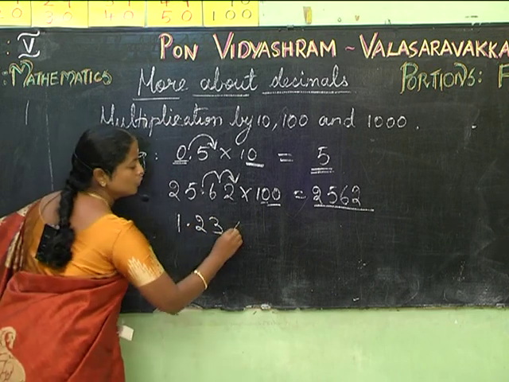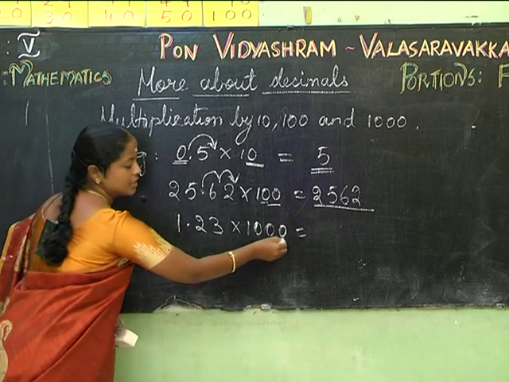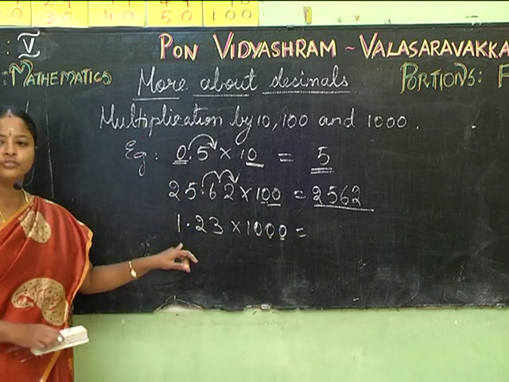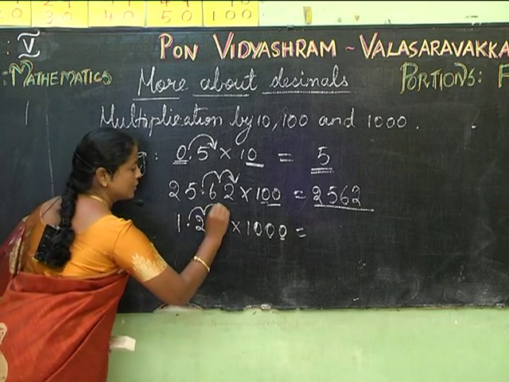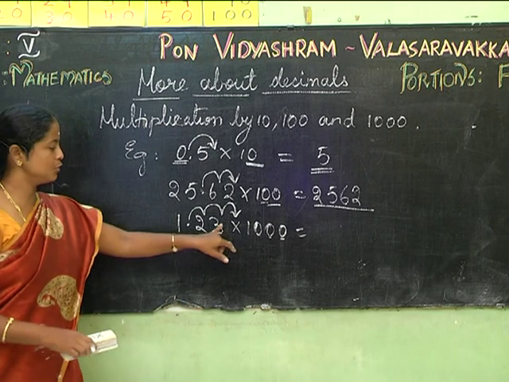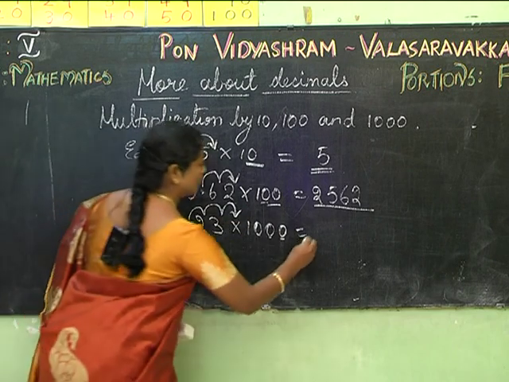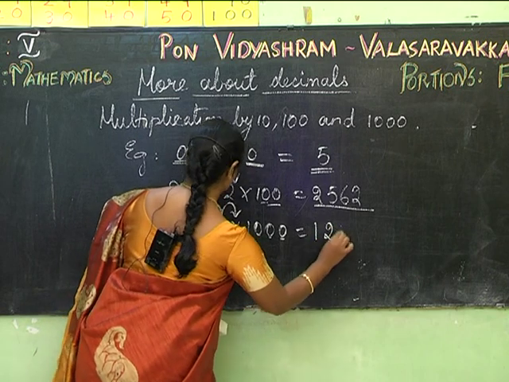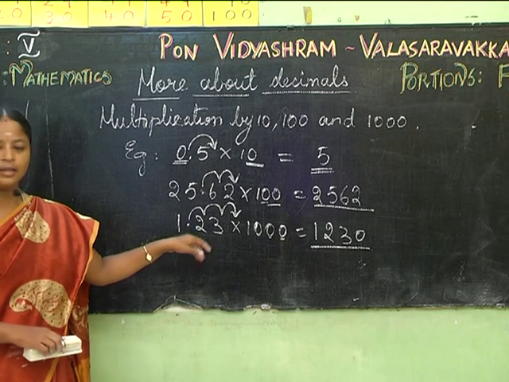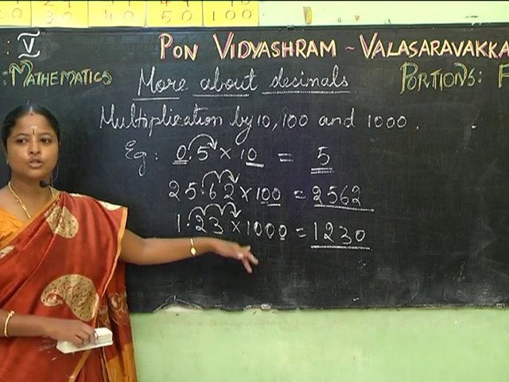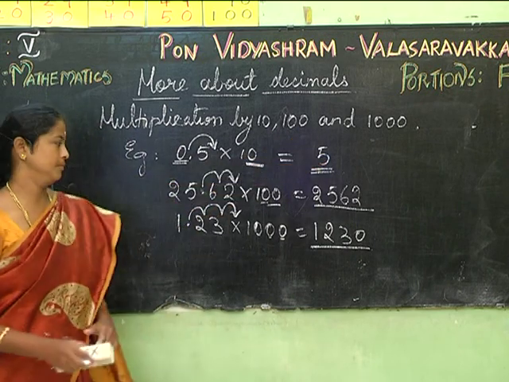Example, 1.23 into 1000. Here there are 3 zeros, so I have to move the decimal point 3 places towards the right. 1, 2 and 3. Since I do not have any number here, I'll put a 0. So my answer will be 1230. This is how we use the short method to multiply decimals with 10, 100 and 1000.